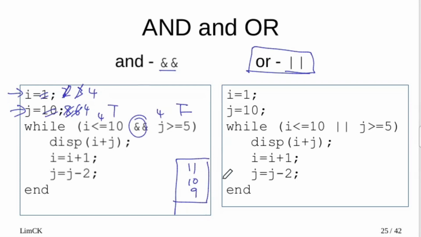Okay. Now let's change the program so that, instead of using AND, we use an OR. The OR here, okay, requires us to check both conditions. When any one of them is true, it will continue to execute. Okay, let's look at here.